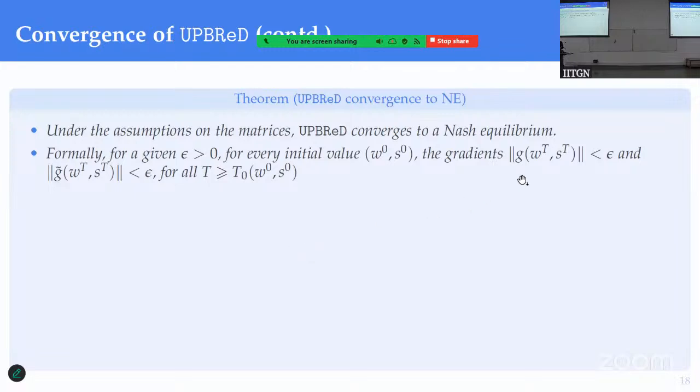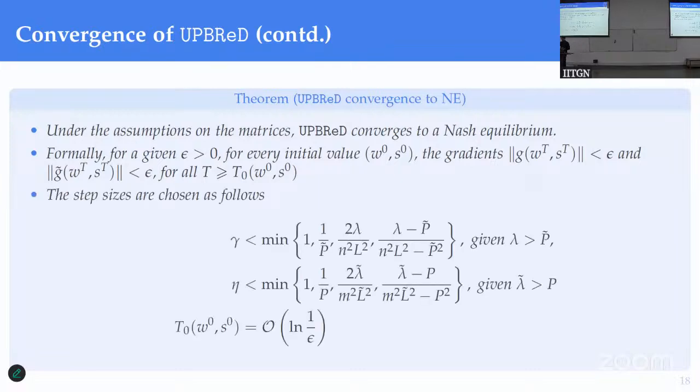remember G was the derivative of your utility. If it is small enough, and also G tilde, the derivative with respect to W, is also small enough, we have reached an equilibrium. So this is essentially that convergence result. You can converge in both these parameters together. Yeah, so this is just the details of that.